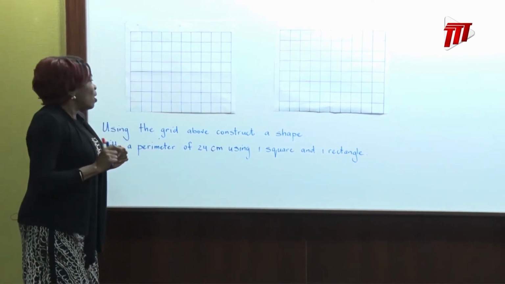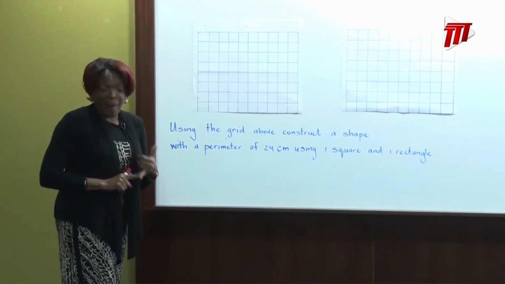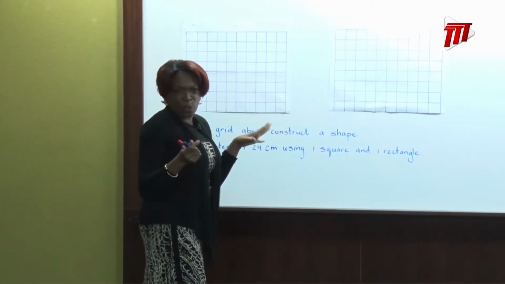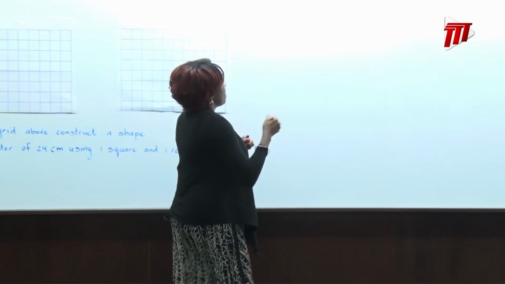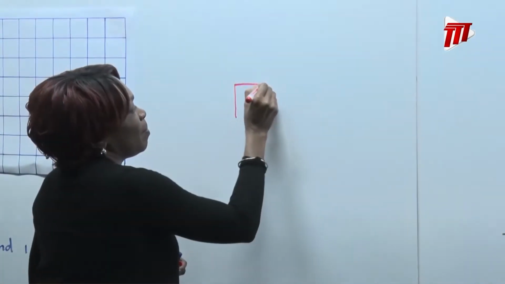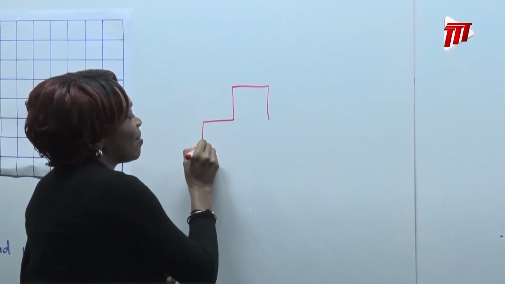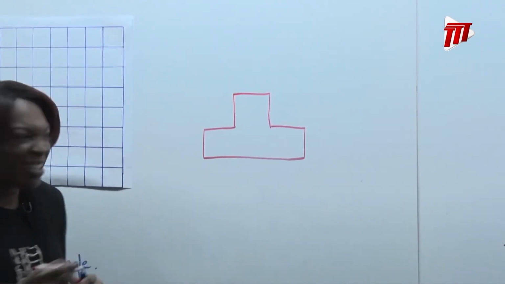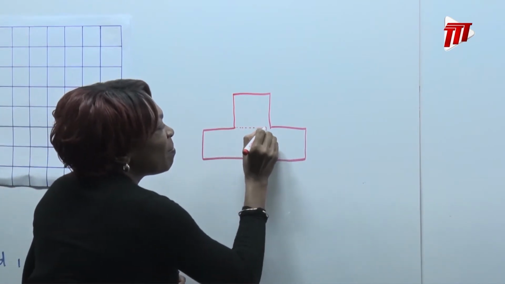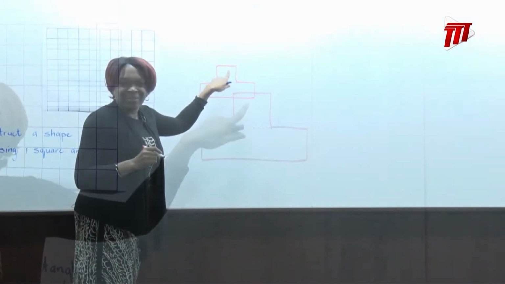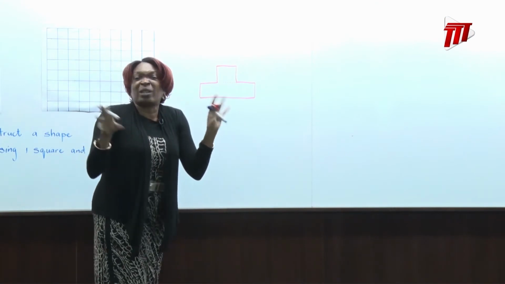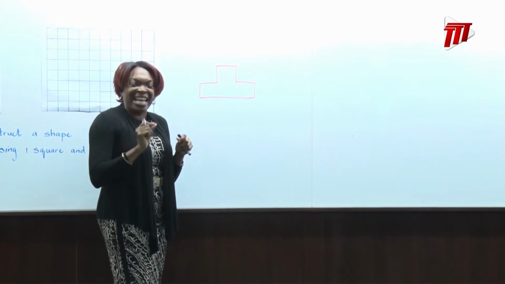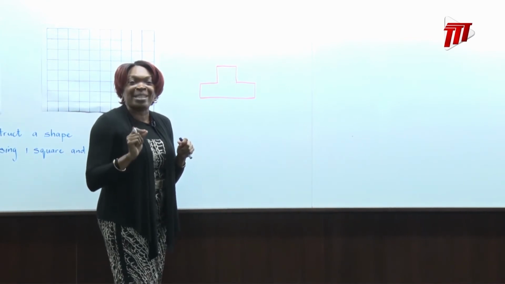All right. We know we must use a square. We know that we must use a rectangle. So what we can do is probably do a little sketch. Can we do that? So we have our square. Does that look like a compound shape? So the square would be on top and the rectangle would be at the bottom. Now you could flip it and turn it any way you want. But remember, we have to get 24 centimeters as the perimeter.